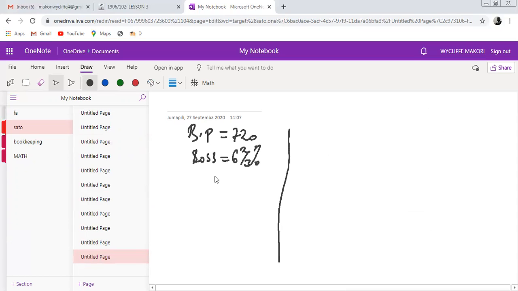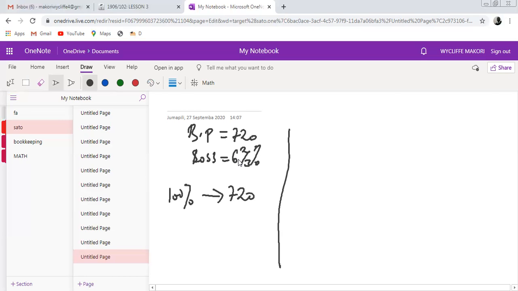Okay, this is a loss. This is the buying price. So 100% is equivalent to 720. Buying price is always 100%. If it is a loss, then we subtract 6 2/3 from 100%. So 100 minus 6 2/3.